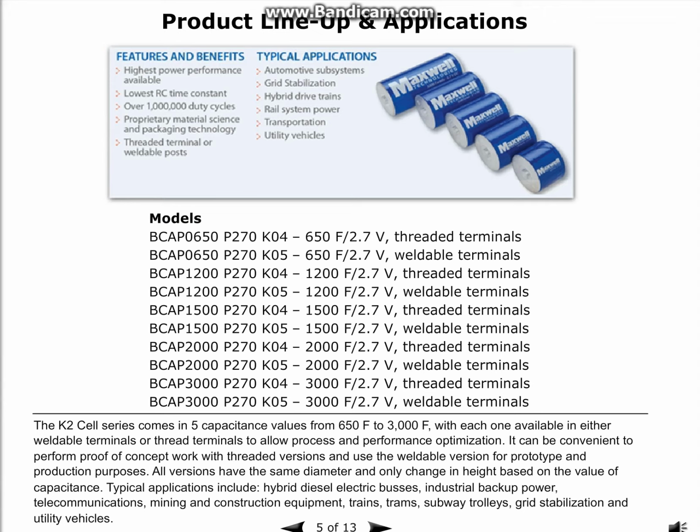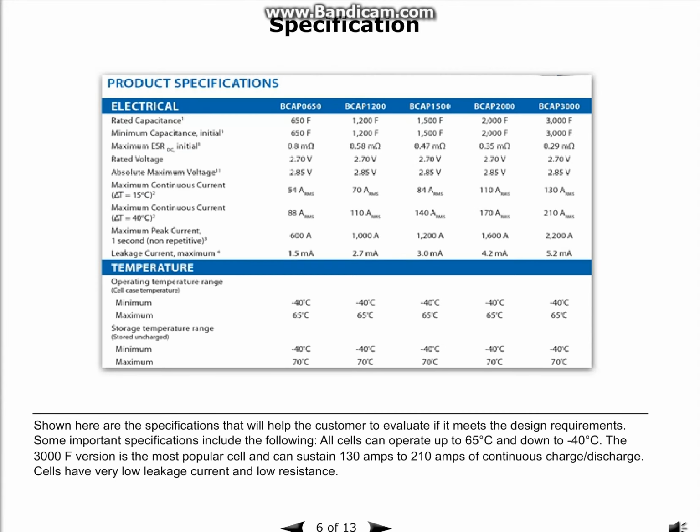The K2 cell series comes in 5 capacitance values from 650 farad to 3000 farad, with each one available in either weldable terminals or thread terminals to allow process and performance optimization. It can be convenient to perform proof of concept work with threaded versions and use the weldable version for prototype and production purposes. All versions have the same diameter and only change in height based on the value of capacitance.